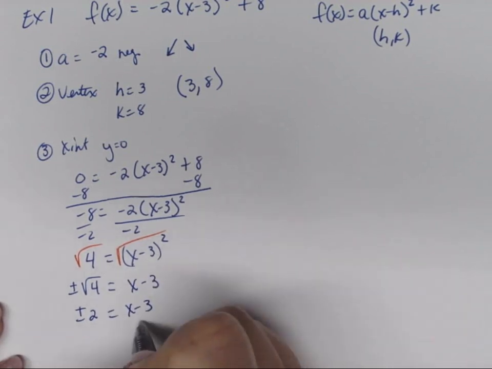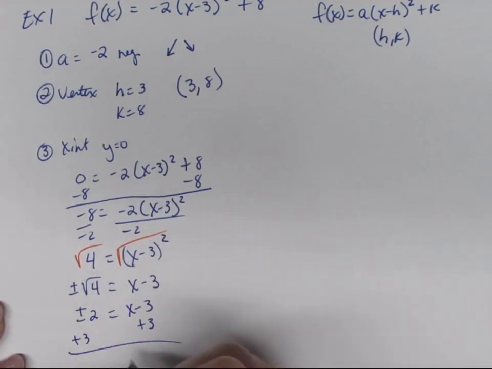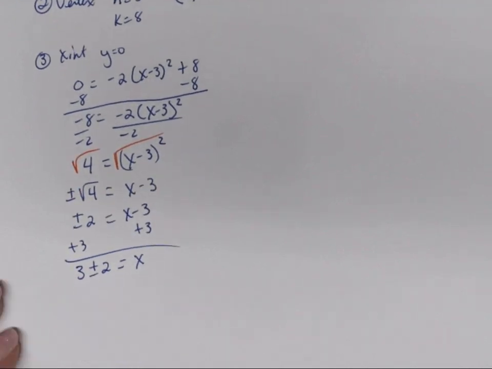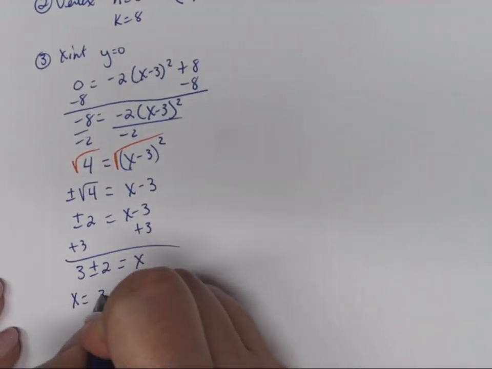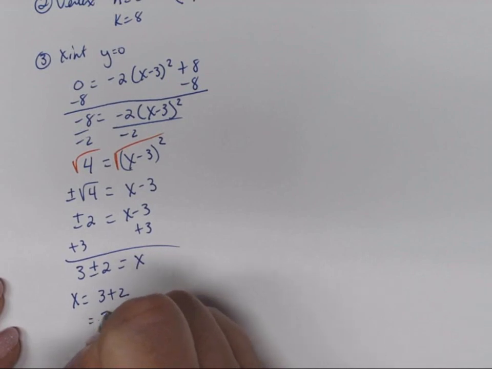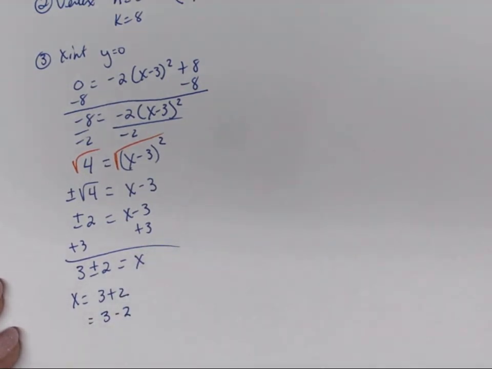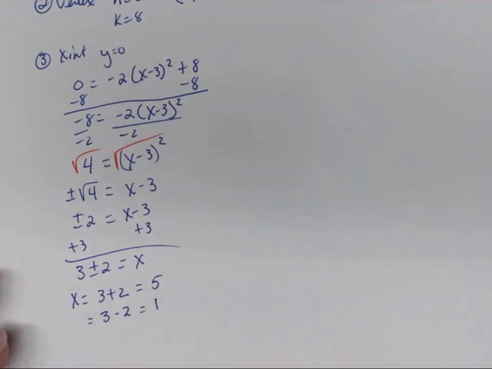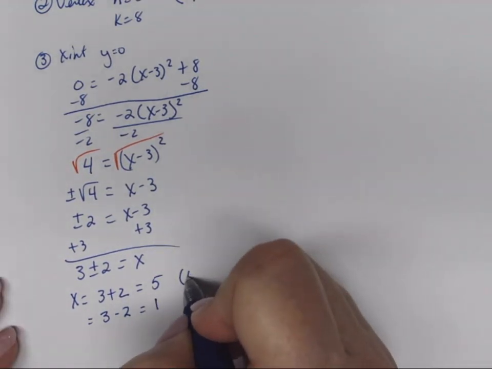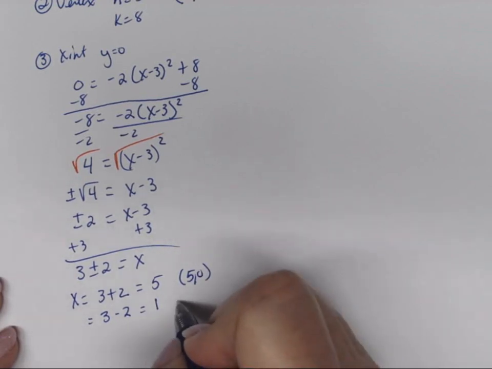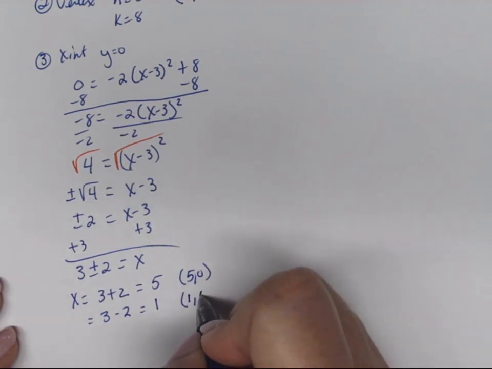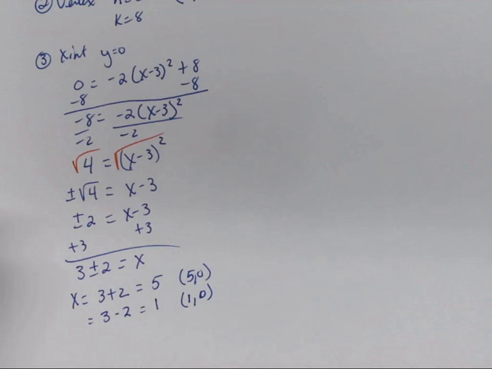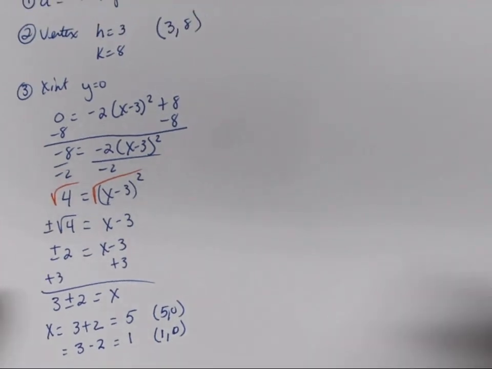Let's add the 3 to both sides, and we end up with 3 plus or minus 2 is equal to x. So we'll actually have to finish solving that because we have x is equal to 3 plus 2, and it's also equal to 3 minus 2. Well, 3 plus 2 will get us 5, and 3 minus 2 will get us 1. So that means we have an x-intercept of 5, 0, and we have an x-intercept of 1, 0. So we'll actually have 2 x-intercepts. All right, step 4.